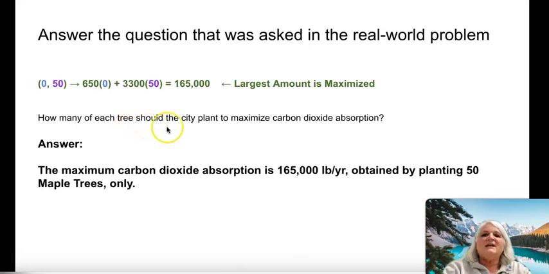How many of each tree should the city plant to maximize carbon dioxide absorption? The maximum carbon dioxide absorption is 165,000 pounds per year. And it is obtained by planting 50 maple trees only, because it came up 0 for the spruce trees. So that's the answer. The city wants to buy 50 maple trees and plant them so that they can have the maximum absorption, because that's why they're planting the trees.